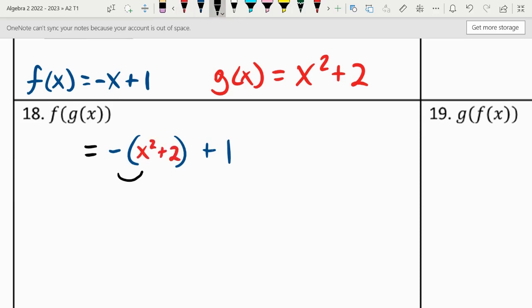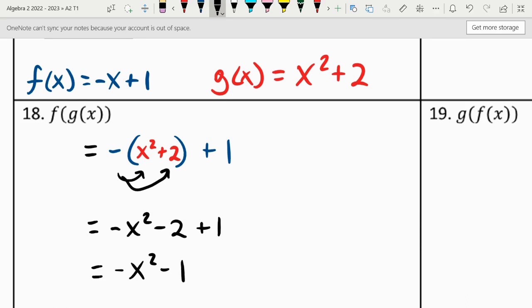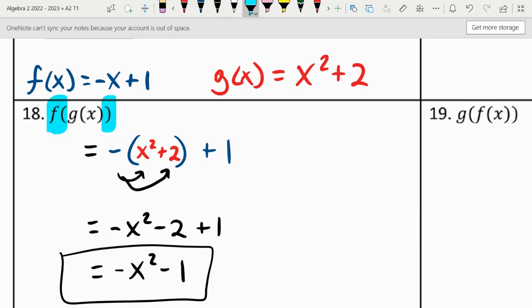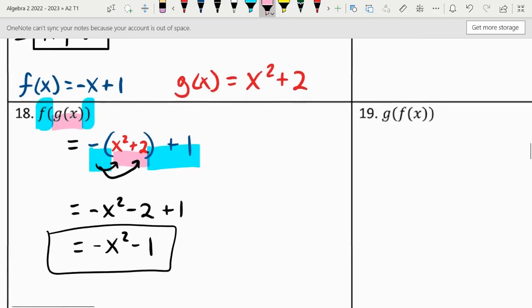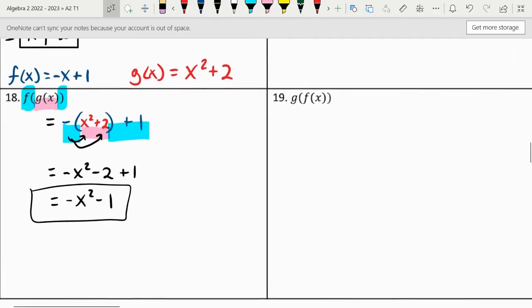We distribute the negative, okay, because same theme here. We're just trying to simplify once we've done this. We have negative x squared minus 2 plus 1. This would be equal to negative x squared minus 1 after we combine those like terms. And this would be the fully simplified result if you take f of g of x, f composed of g of x. Okay, it's really important to differentiate what your outside function is versus what your inside function is. So make sure you're differentiating those two things. We'll make sure to emphasize that on this next one here, and I'll leave them side by side.